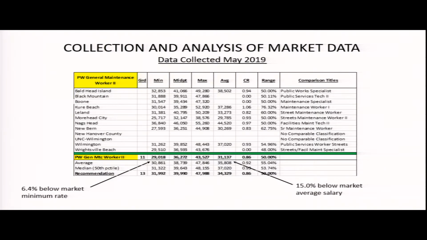The range is, how far is it from the minimum to the maximum? And you can see your range is 50%. That's pretty standard, pretty average, but you can see that some places choose to have salary ranges of 76% or 54.96.